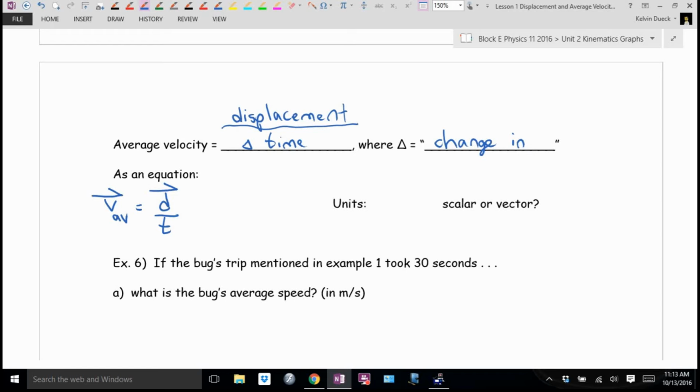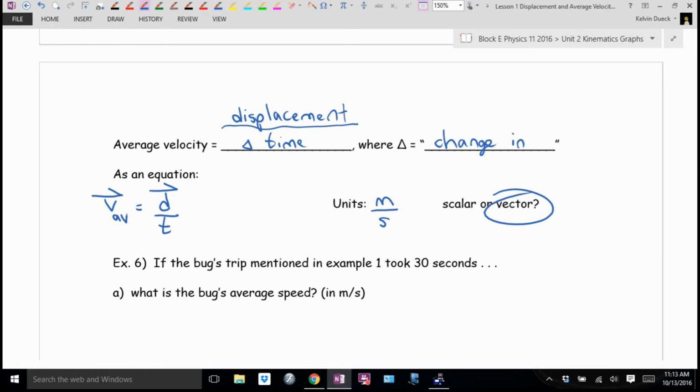What would the units for average velocity be? Well, what's the units for displacement? Really? Cool. Velocity, scalar or vector? Put your pencils down. Once you've written that down, look up.